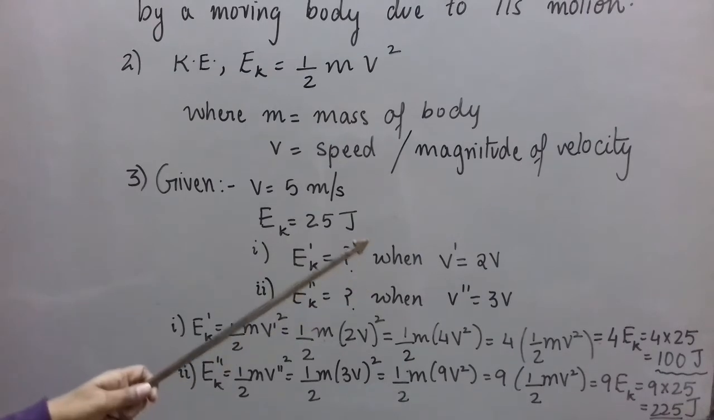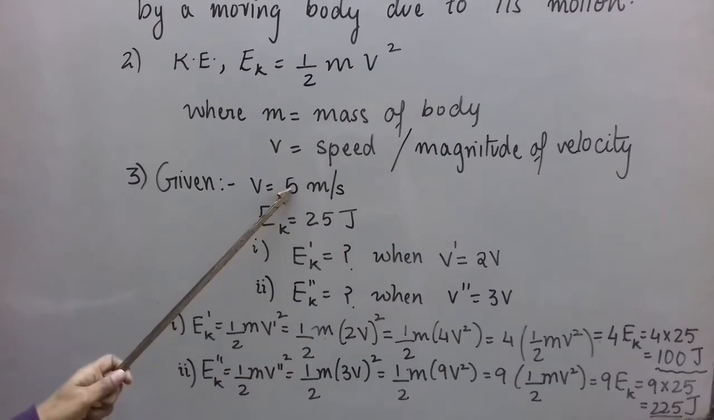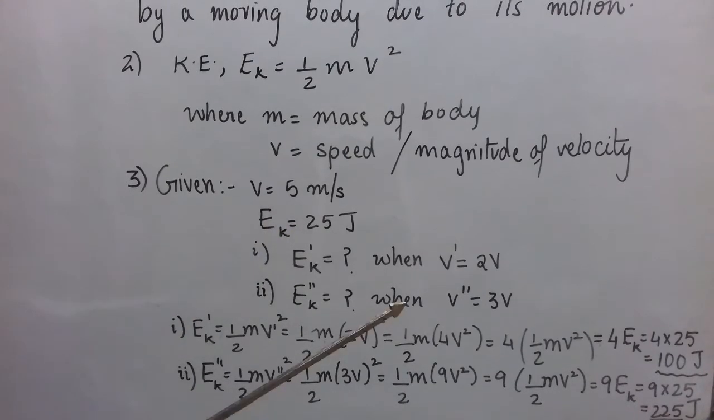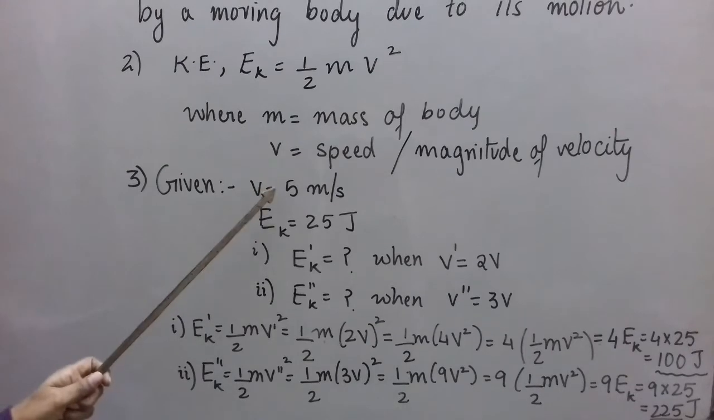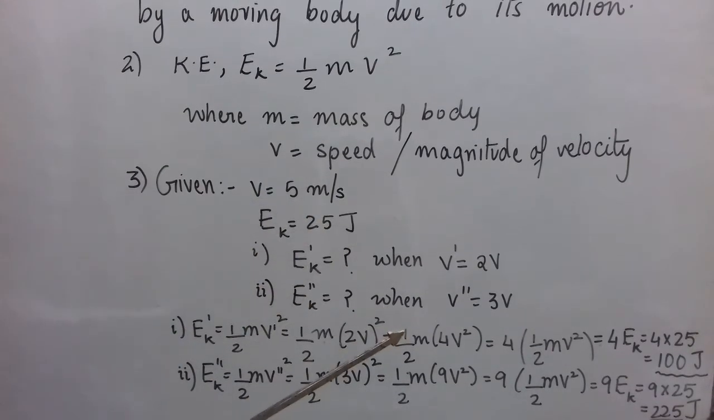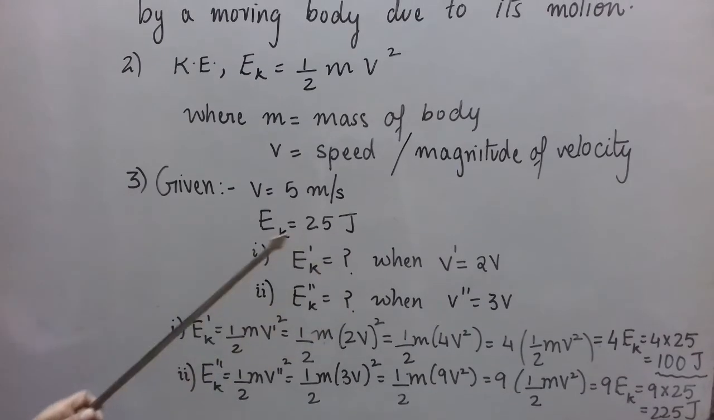When V dash is equal to 2 into V, which is 2 into 5, that is 10 meter per second, and V double dash is equal to 3 into V, 3 into 5, 15 meter per second. I could have done it that way, but why didn't I?